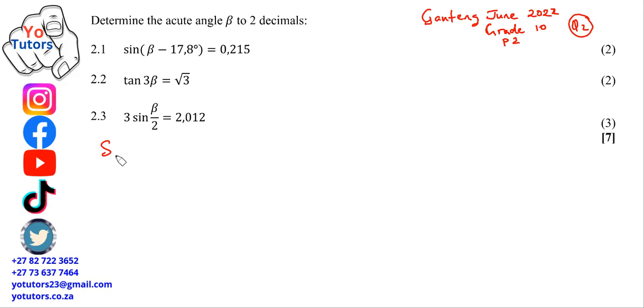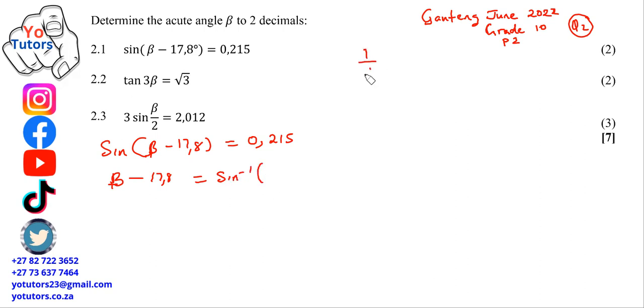In this case, we are given sine(beta - 17,8) equals 0,215. So what you need to do first is take sine to that side. It's more like you are dividing by sine throughout. So beta minus 17,8 is going to give us sine^-1, because remember, 1 over a is equal to a to the power -1. That's what we're doing here, because we are dividing by sine on both sides.